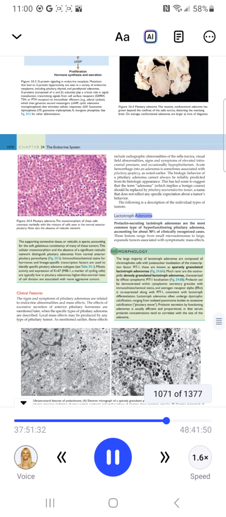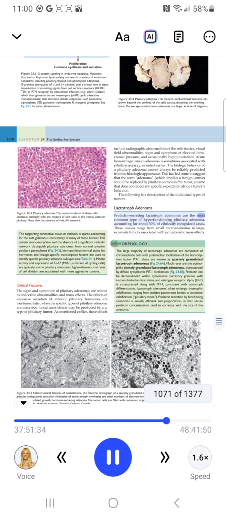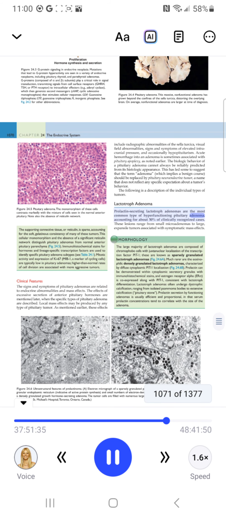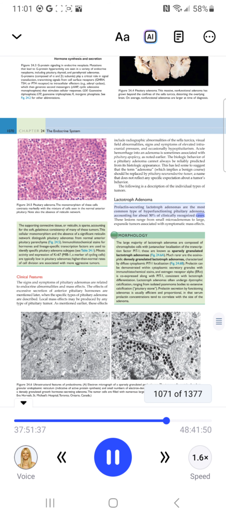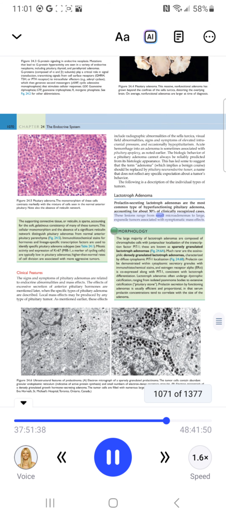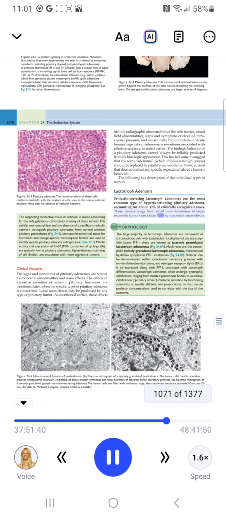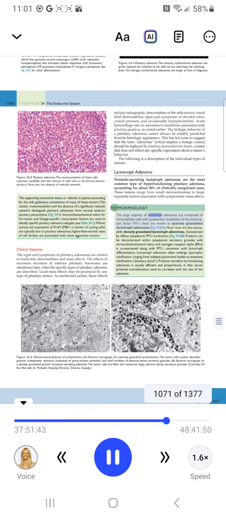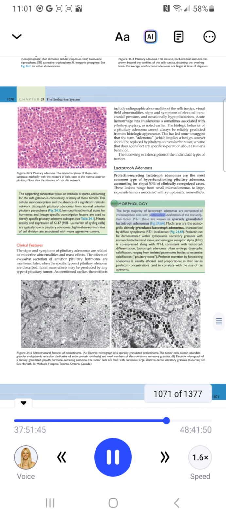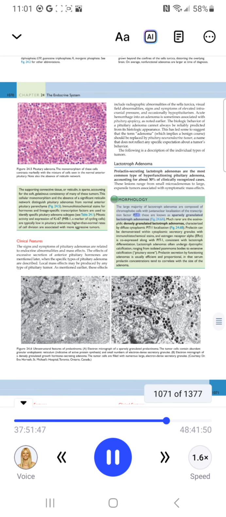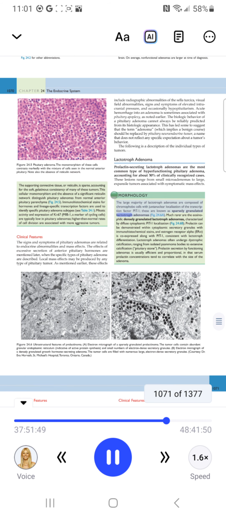Lactotroph adenoma. Prolactin-secreting lactotroph adenomas are the most common type of hyperfunctioning pituitary adenoma, accounting for about 30% of clinically recognized cases. These lesions range from small microadenomas to large expansile tumors associated with symptomatic mass effects. Morphology. The large majority of lactotroph adenomas are composed of chromophobe cells with juxtanuclear localization of the transcription factor PIT-1. These are known as sparsely granulated lactotroph adenomas, Figure 24-6A.